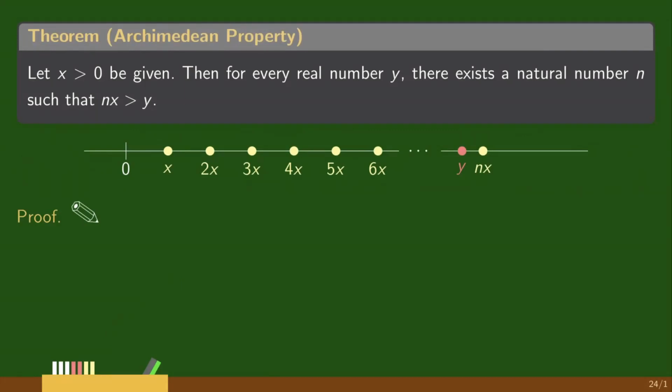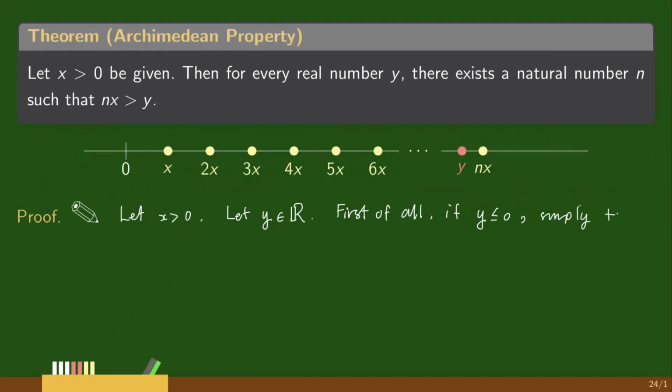First of all, meron tayong case na kailangan i-consider na very trivial. O sige. Let x be positive. Positive si x, given yun. Let y be a real number. Kahit na positive yan, kahit negative, kahit zero. If y is less than or equal to 0, kasi ang y real number eh. Kung si y ay less than or equal to 0, we are done.